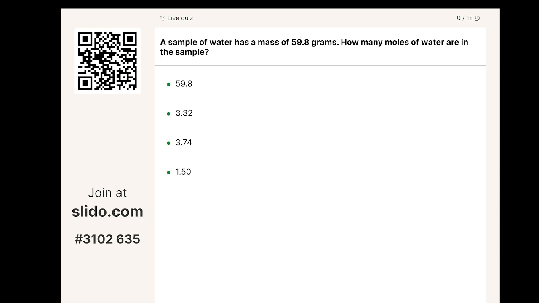So a sample of water has a mass of 59.8 grams. How many moles of water are in that sample?